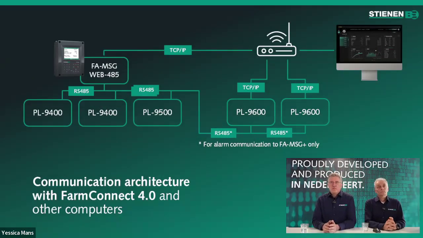Here is a slide about the communication architecture with Farm Connect 4 and the other computers on the farm. The familiar RS485 connection is needed to exchange information between the computers, such as FAMSG, the PFA-9400, and the PFE-9400, and also the outside temperature and humidity between the climate controllers. A TCP/IP connection is needed to establish a live connection from the PL-9600 to Farm Connect 4.